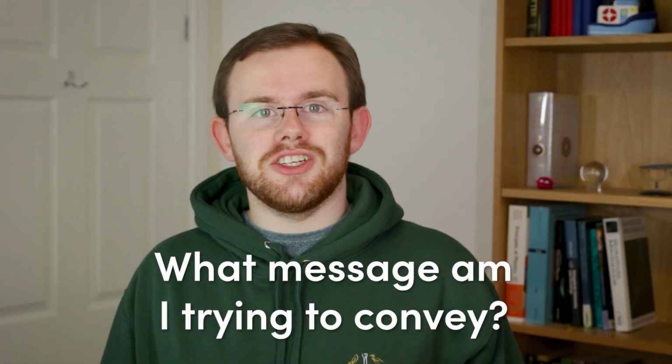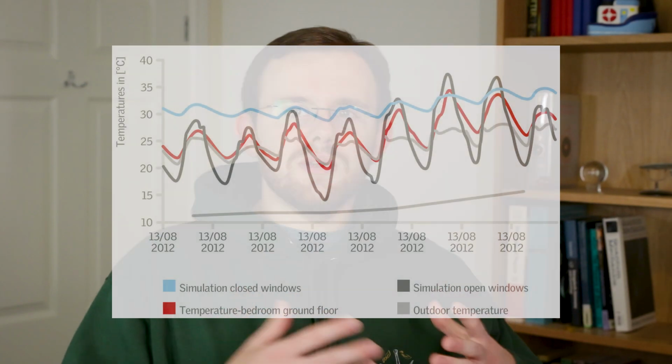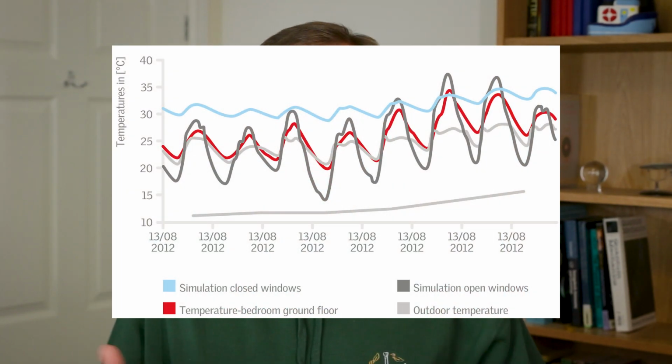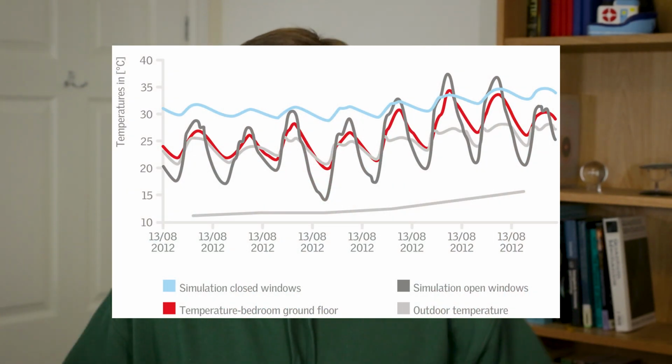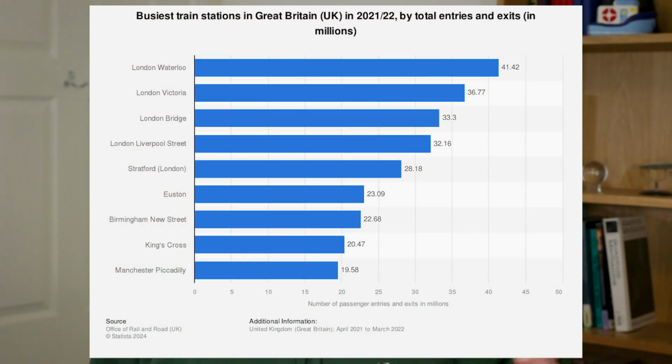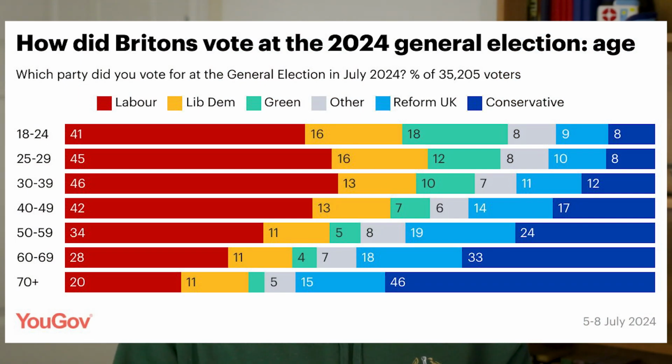Since making a figure is all about communication, the first step in making a good data visualization is to ask yourself, what message am I trying to convey? Are you trying to compare multiple sets of data? For example, comparing how some property, like temperature, varies over time when you have the windows open versus when you have the windows closed. Are you trying to rank something like the busiest train stations in the UK? Or are you trying to explore different compositions, such as the proportions of different age groups that would vote for specific political parties in an election?